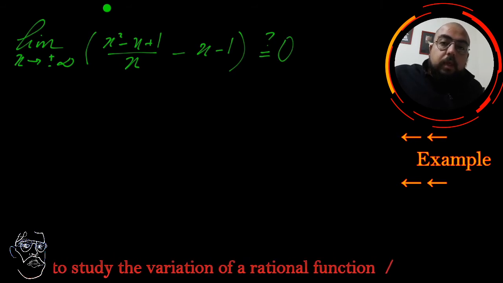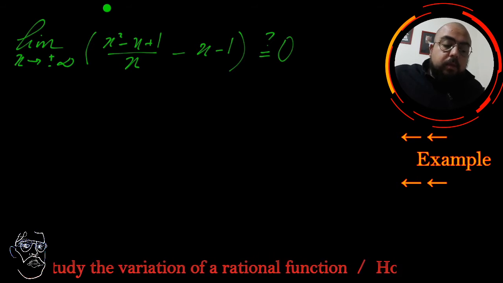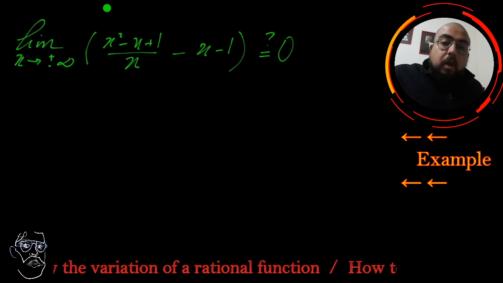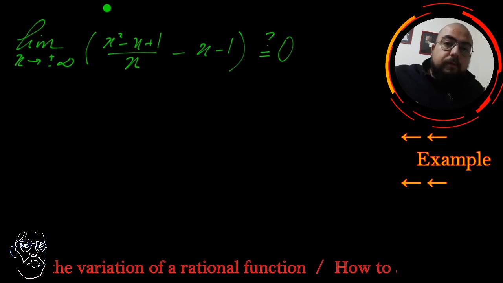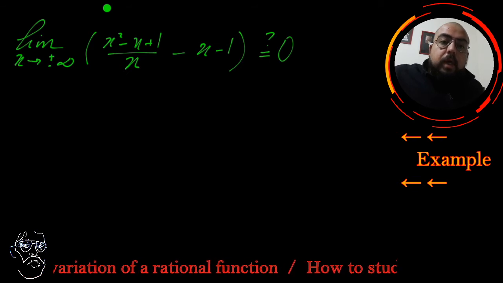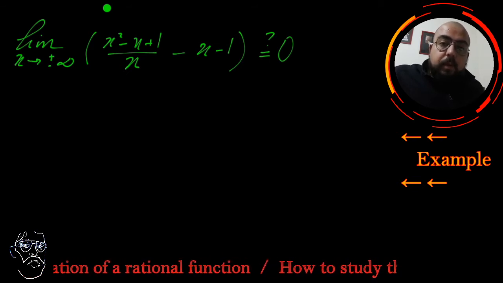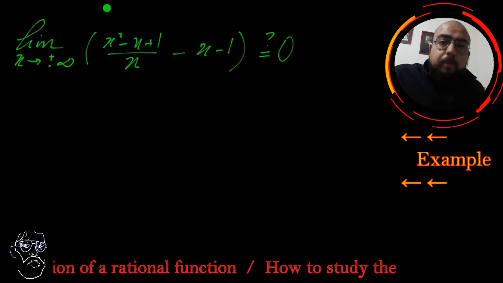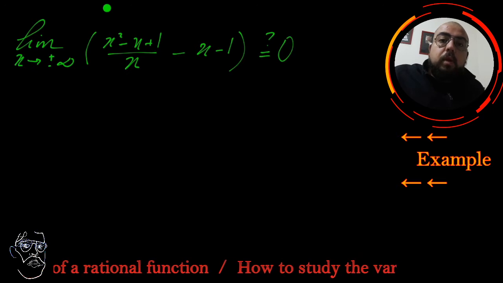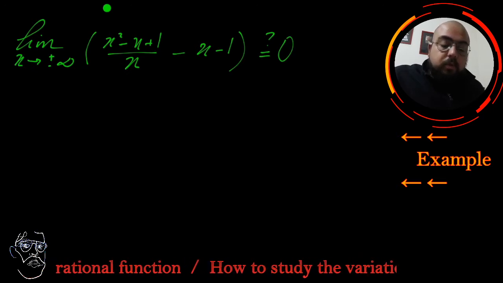We should take the function and the curve and the line y is equal to x minus 1. We check the difference between the function minus the equation of the line, and whenever the limit for x tending towards plus or minus infinity gives me 0, I can simply say that yes, x minus 1 is actually the equation of the oblique asymptote.